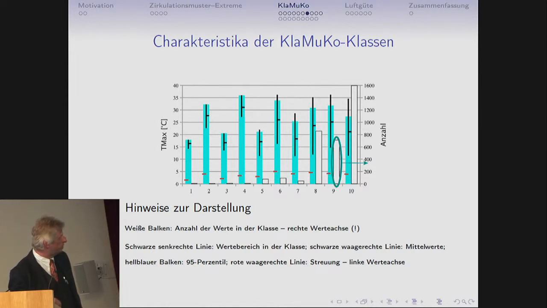There's a white bar. Sometimes it's very small, sometimes it's bigger. The right-hand axis refers to the white bar. It tells us how many days are in this class. And then we have a small black piece here, which tells us something about the value range. So, for example, the temperature in the first class is 15 to 17 degrees. In the second class it's 23 to a little bit above 30 degrees, and so on.